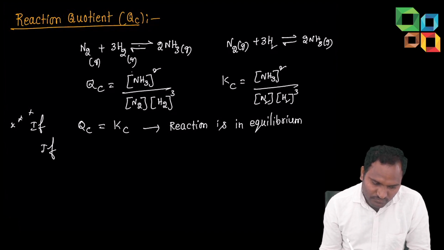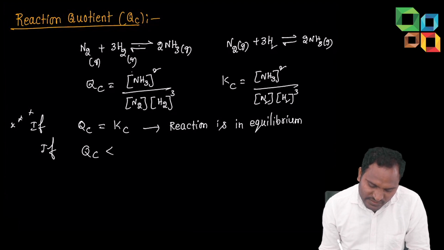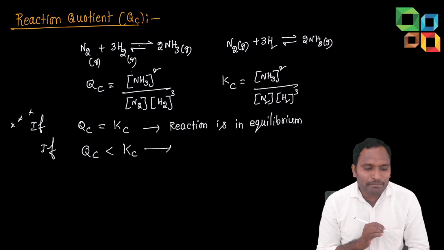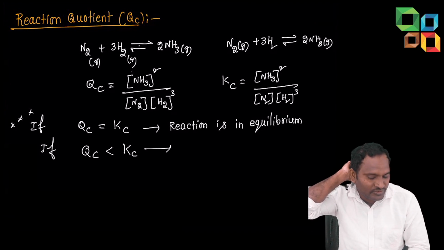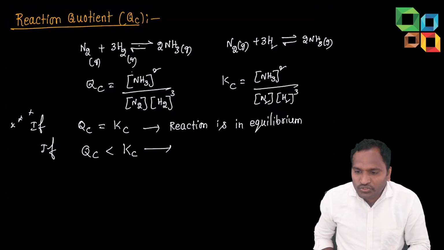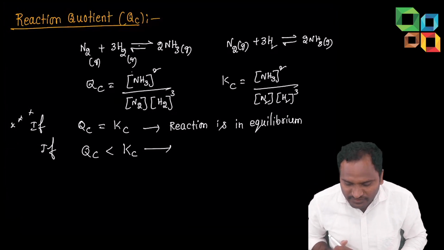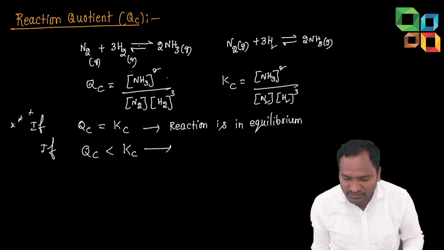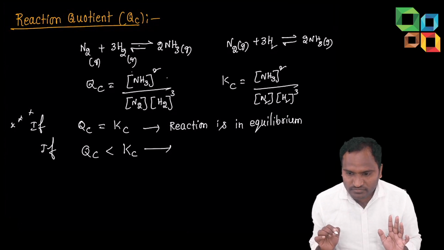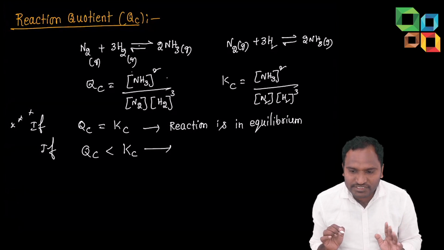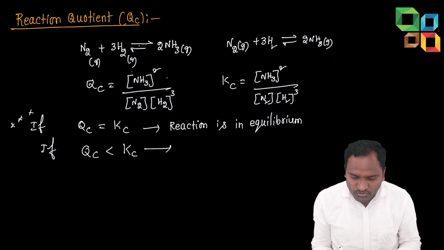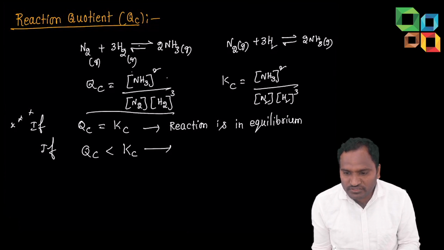If QC is less than KC, what does it mean, students? QC is less than KC means product concentration is less than reactant concentration. QC we will find like this. When the QC value is less, product concentration is less.